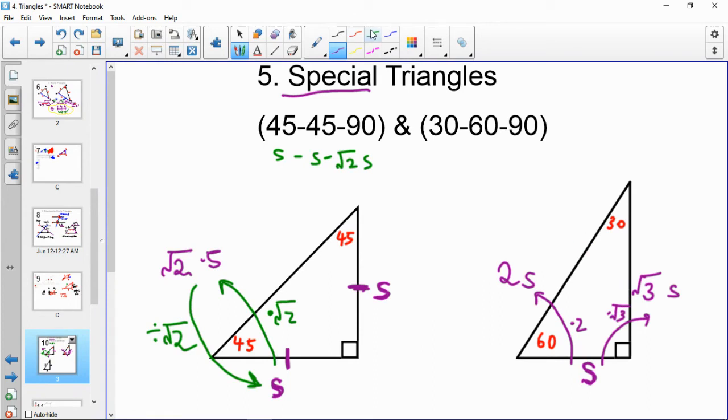And with that knowledge, we can also do the backwards version of this. If I know the hypotenuse and I want to get to the side length S, I just divide it by 2. And if I want to get from the hypotenuse to the 60 degree side, I would divide by 2 first to get to S, and then multiply by radical 3 to get to radical 3 S. Likewise, if I have radical 3 S and I want to find the other 2 sides, I would first get to S by dividing by radical 3, and then multiply by 2 to get to 2S.